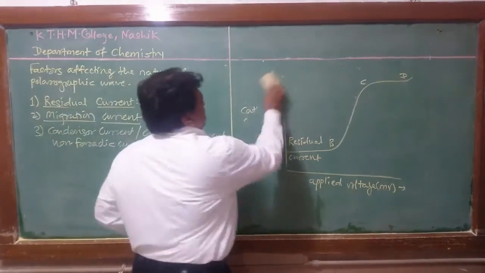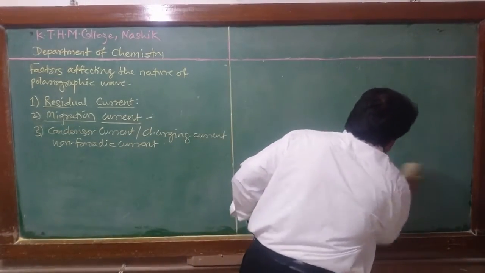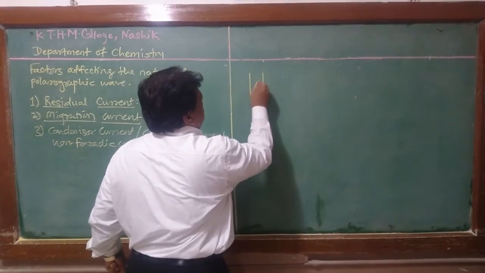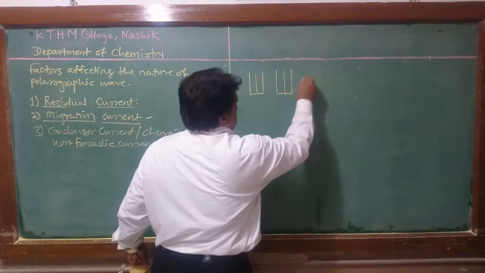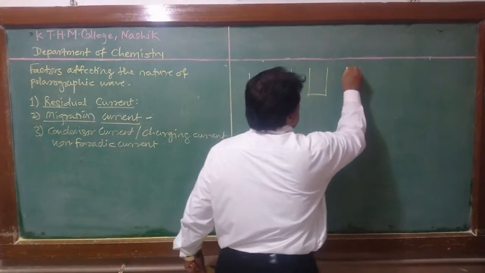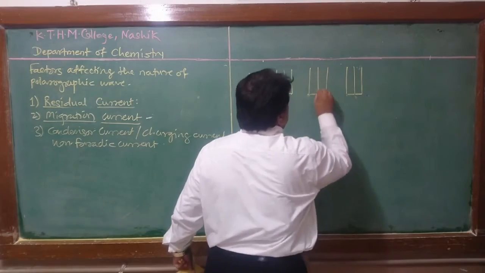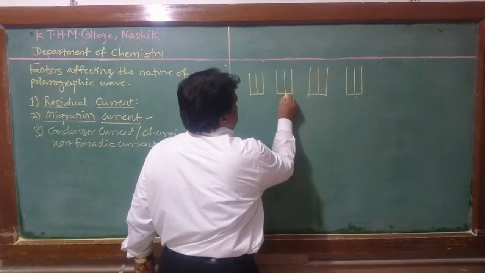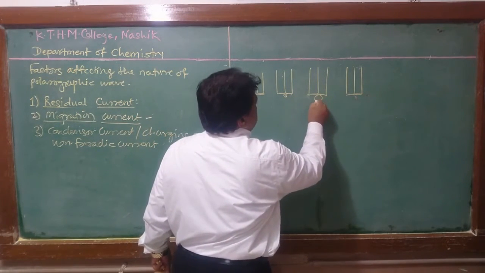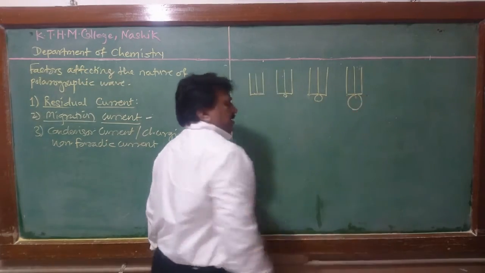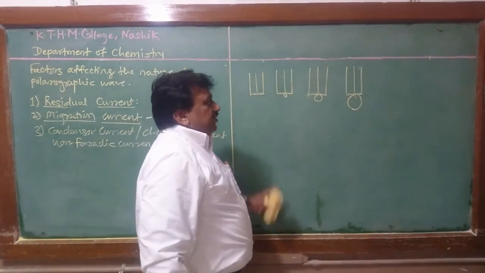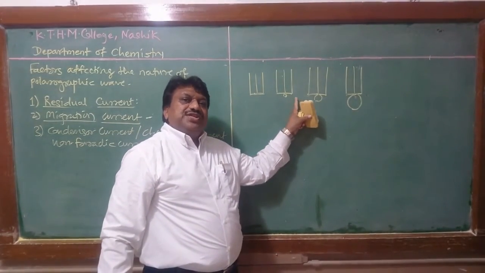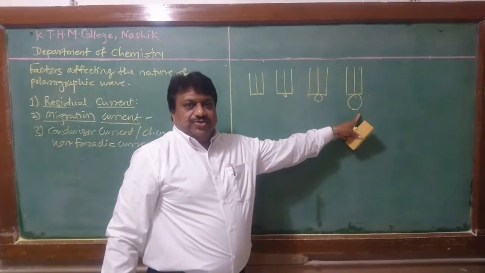In polarographic analysis, we know that the DME is used as a working electrode, and therefore the size of this mercury drop is continuously changing. As the size of the mercury drop is continuously varying, we do not have a stable electrode. Here there is no electrode, then there is formation of the electrode, and it reaches maximum size in this fashion. As the surface area of the mercury drop is continuously changing, some amount of electrical potential is utilized for the charging of this mercury drop.